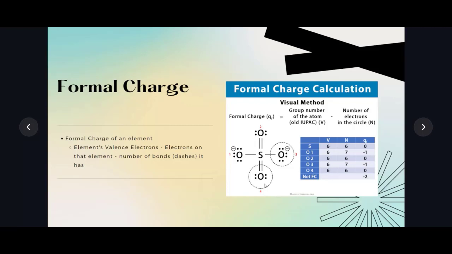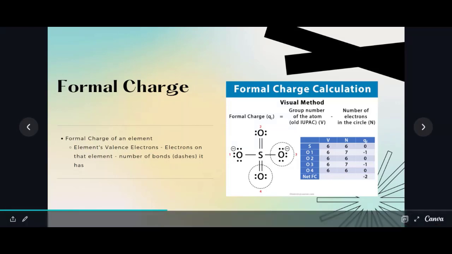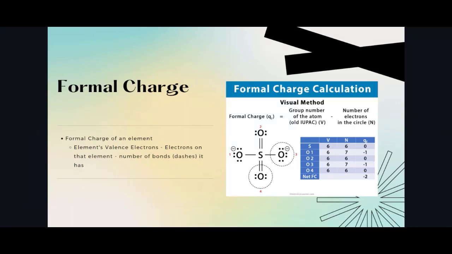On this bottom oxygen with the double bond to it, we know that oxygen is in group 6 as well, so it has 6 for the first part of the equation. Then we have 4 individual electrons, so we can say that it has 4 for that. And then we have 2 bonds on it, so the formal charge is 6 minus 4 minus 2, so therefore that formal charge is going to be 0.